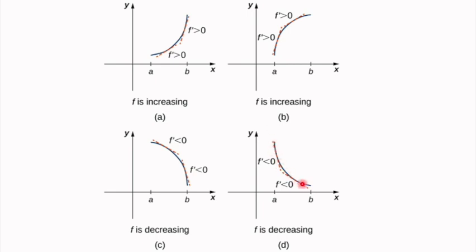In example D, we're going to go left to right. This is still decreasing, so the velocity is going to be negative. But if we look at the second derivative, this is on an interval that's concave up. And as we go left to right, it starts off as slowing down faster, but as we come down, it's leveling out. So the rate at which the velocity is changing is slowing down.